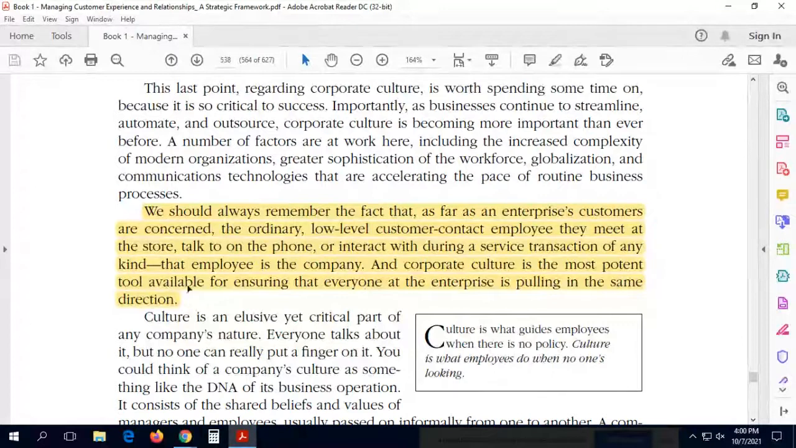And corporate culture is the most potent tool available for ensuring that everyone at the enterprise is pulling in the same direction. Yeah, same things which we discussed earlier, like quality belongs to everyone, everyone understands what we are trying to do, everyone is on board. But then everyone will not be on board if workers feel in your company that they are not treated well, if they feel that the boss has no empathy for them, if they feel that they are paid less and the company is making them work and work and work and no rest, those type of things, then the worker is going to, the customer will experience it somewhere.